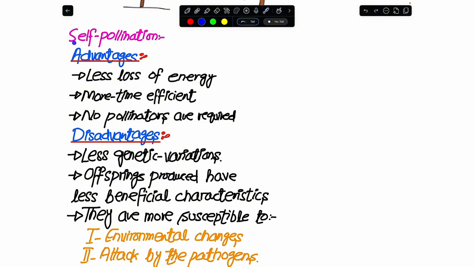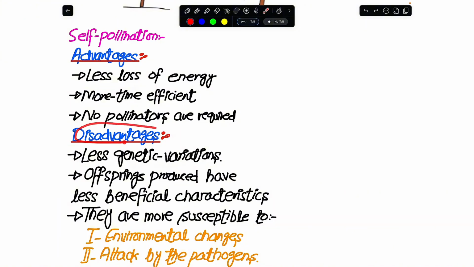So if we talk about the advantages of self-pollination, there would be less loss of energy, and by less loss of energy we mean there would be less loss of the pollen grains, as this is happening within the same flower or on a different flower but on the same plant. It is also more time efficient, because within the same flower or in a different flower on the same plant, the transfer of the pollen grain would be fast. And again, we do not need any pollinator, like insects.